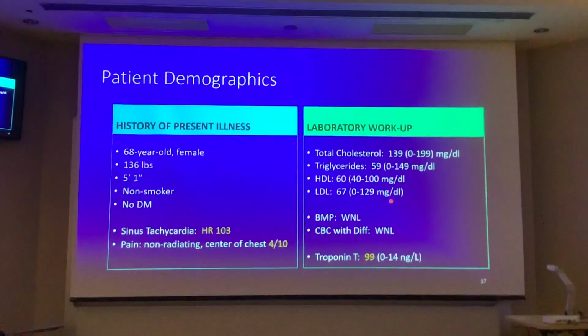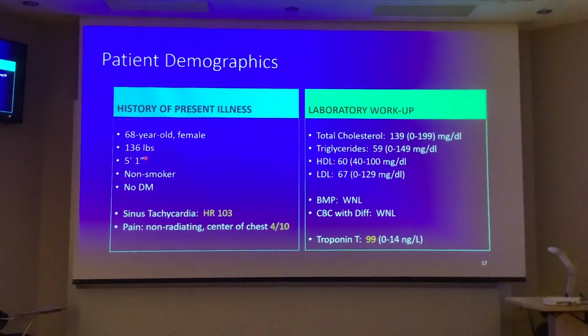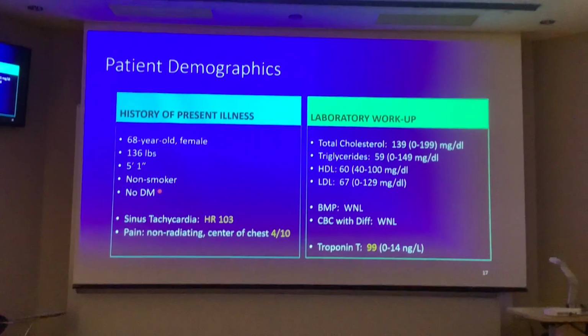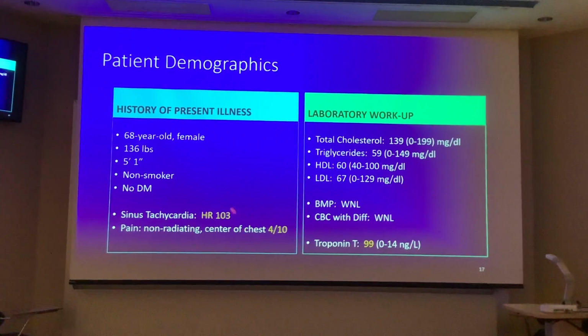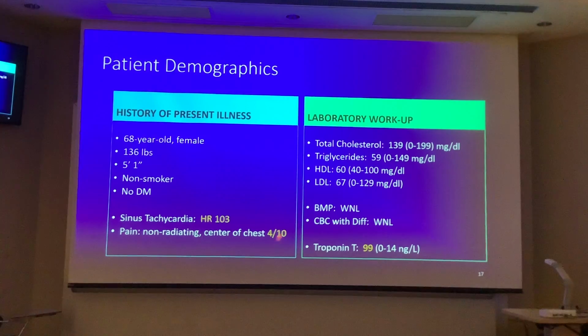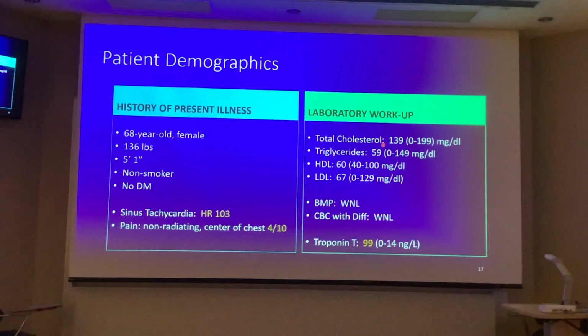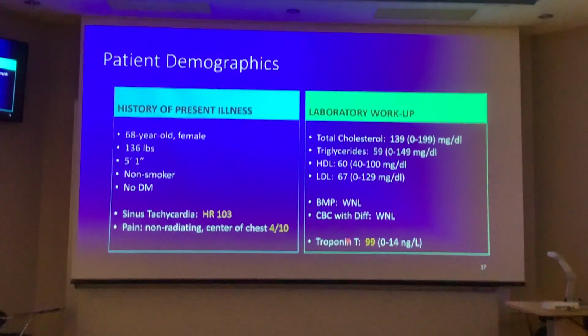So for our results, I just chose one patient's case to look at, a 68-year-old female. She is 136 pounds, about 5'1". She is a non-smoker and she does not have diabetes. But she does present with tachycardia and chest pain with a complaint of about 4 out of 10. Her labs are for the most part normal, except for an elevated troponin T of 99.